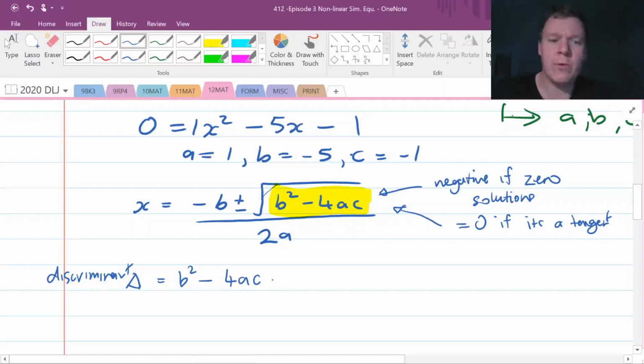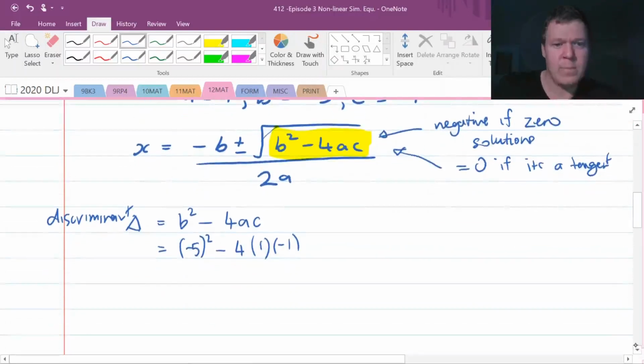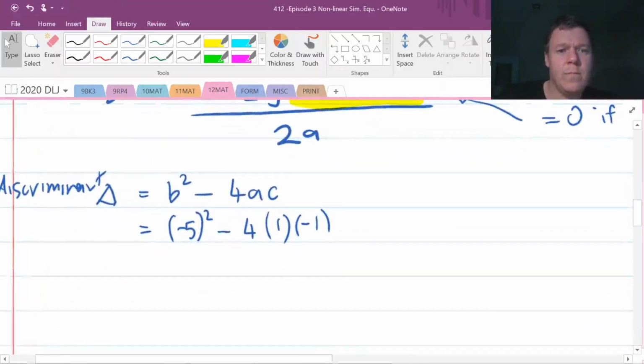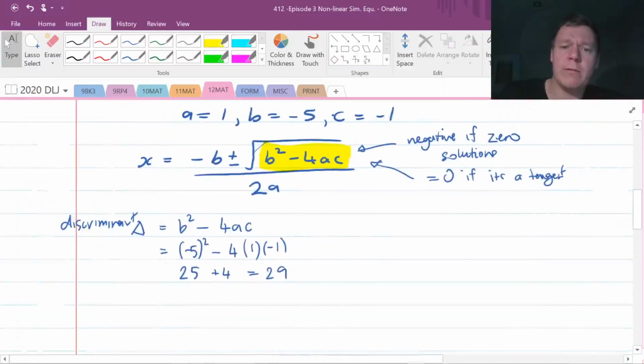Just so that I know that my roots are going to be positive. So b squared is negative 5 squared. Also, it's just easier to compress later. Minus 4 times 1 times negative 1. So we get 25, and then negative 4 times negative 1 is going to give us positive 4. So we got 29 now underneath our bracket.